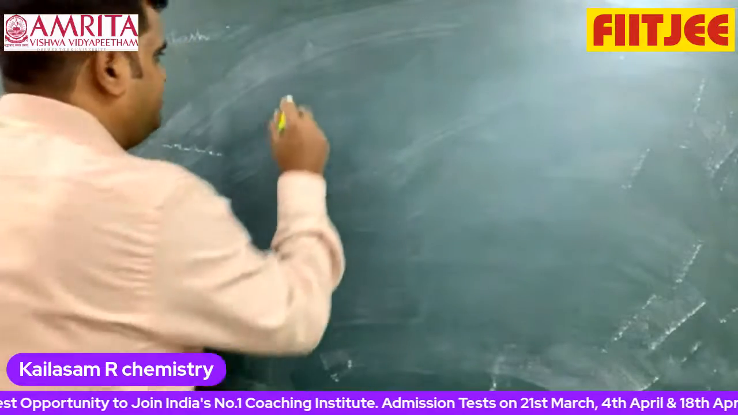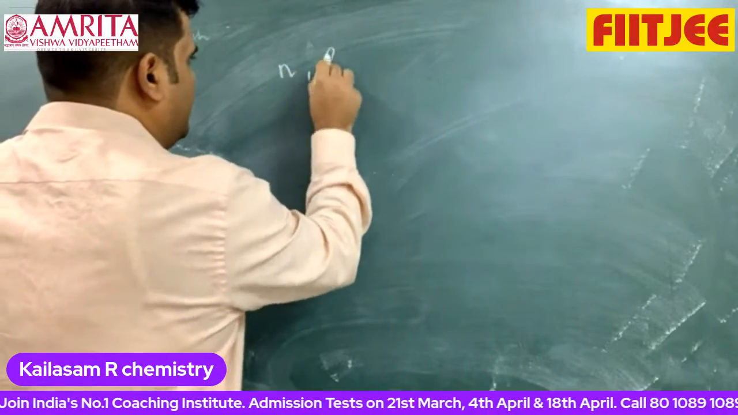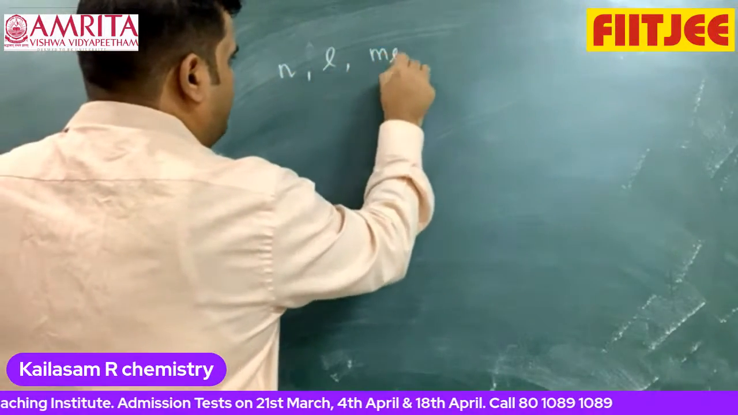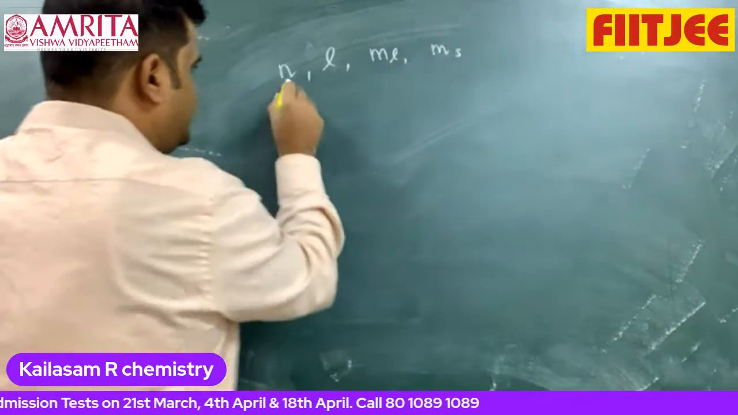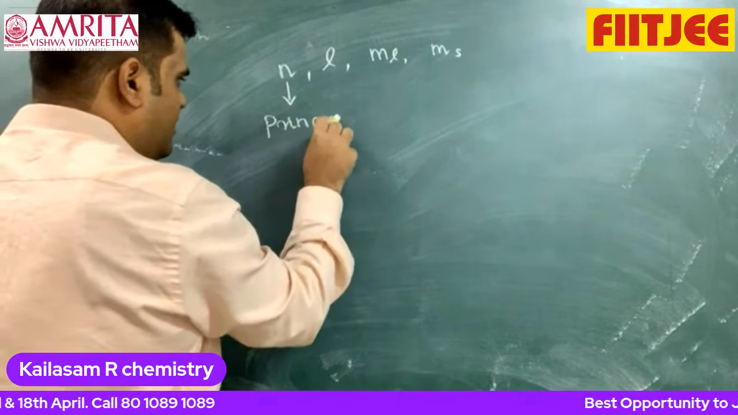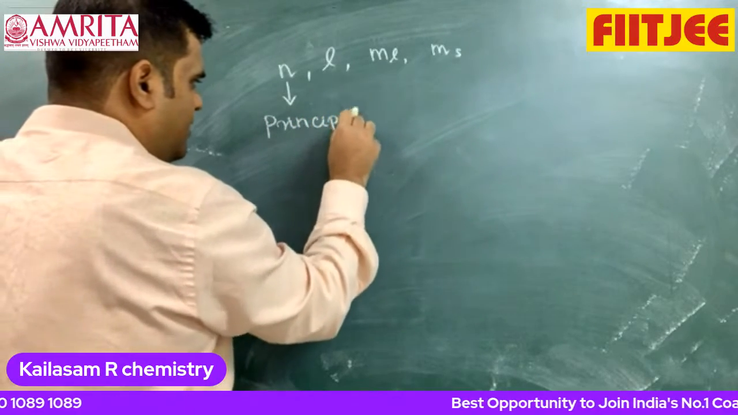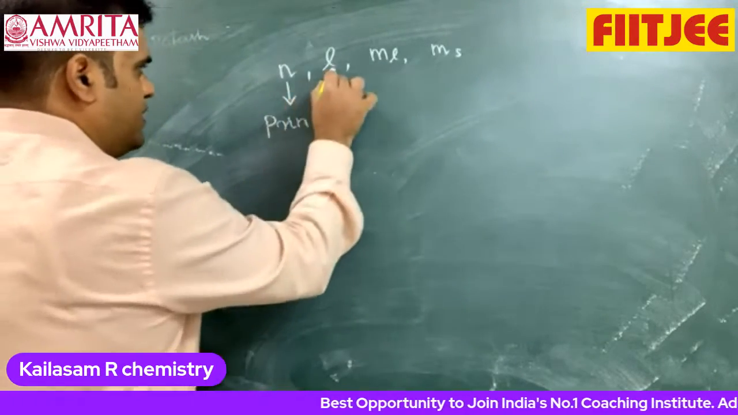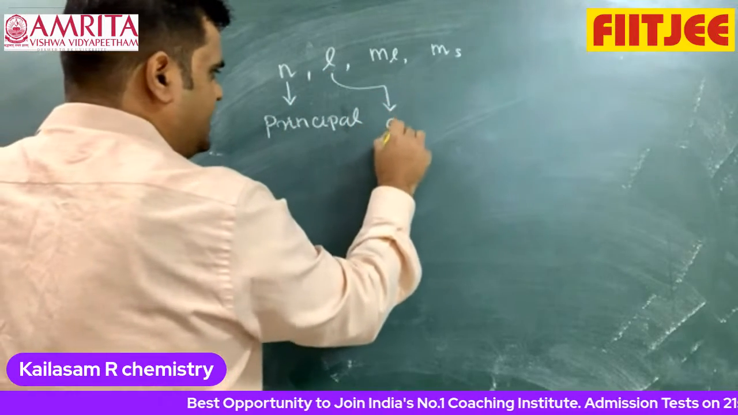So now I am writing n, l, ml, and ms. What is n? It is called the principal quantum number. What is l? It is called the azimuthal quantum number.